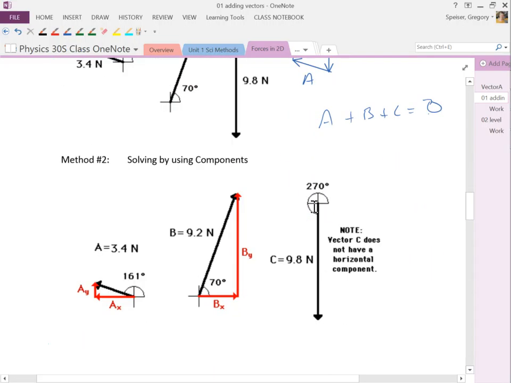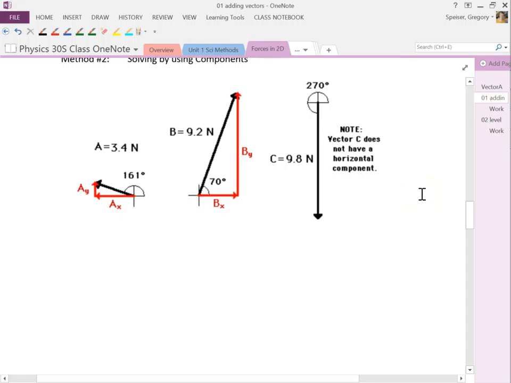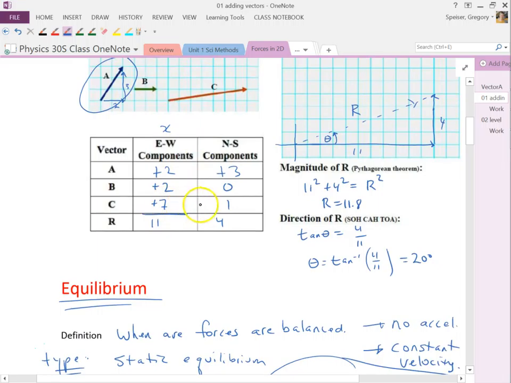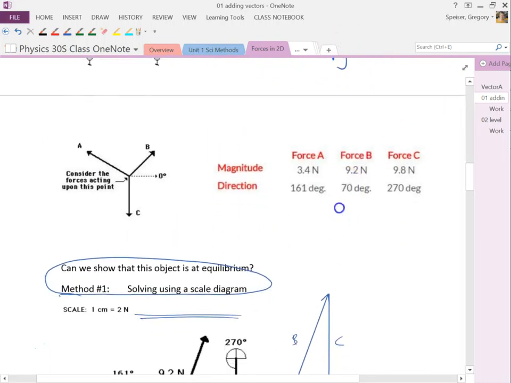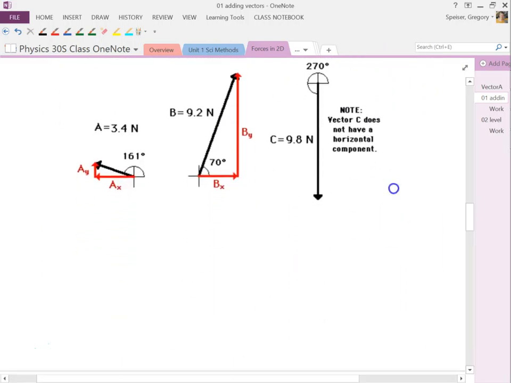Well, we could show this also by using components, okay? Can we figure out the x component and the y component for each one of these? Well, we'll do the same thing that we did a second ago, when we added up the x and the y component of each of those three vectors. Let's do that now using this information here. So how could we do that? Well, let's make a chart, and we'll write our vector. And we have A, B, C, and then we're going to have our resultant.